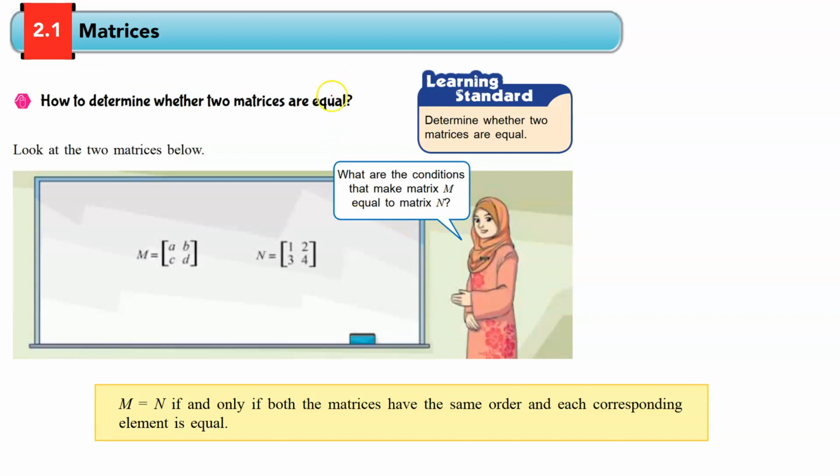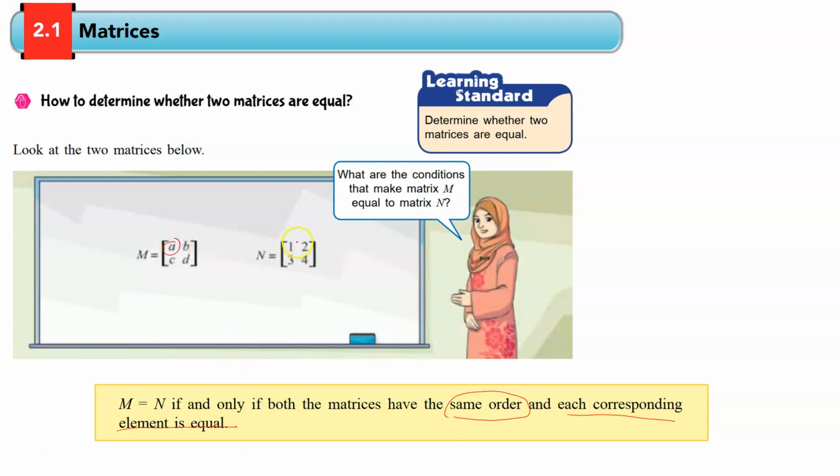So, how to determine whether two matrices are equal. So, kita nak buat comparison. Kita nak check. Macam mana nak check whether two matrices are equal. Look at the two matrices below. So, kita ada M, A, B, C, D, N, 1, 2, 3, 4. What are the conditions that make matrix M equal to matrix N? So, yang ni kena faham. Matrix M equal to matrix N if and only if both the matrices have the same order. Order mesti sama. And each corresponding element is equal. Maksudnya position dan value mesti sama.